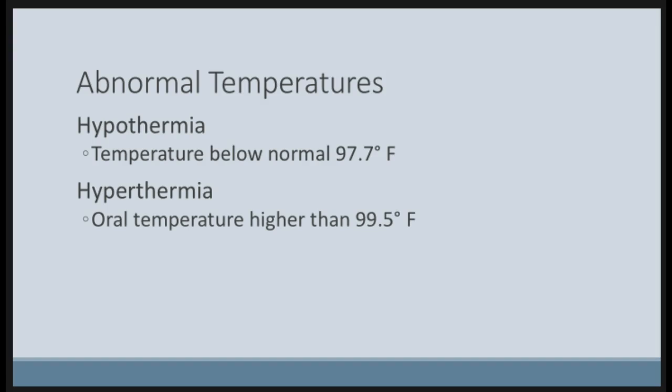Abnormal temperatures. Hyper means over, hypo means under, so below the normal temperature range is hypothermia, and above the normal temperature range is hyperthermia. So hypo low, hyper high.